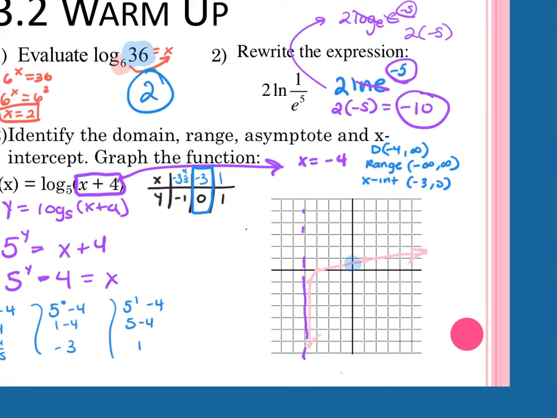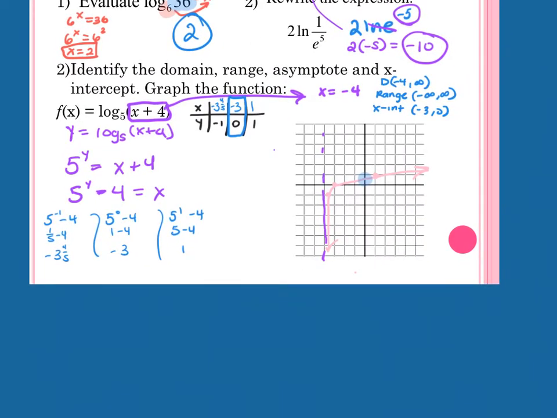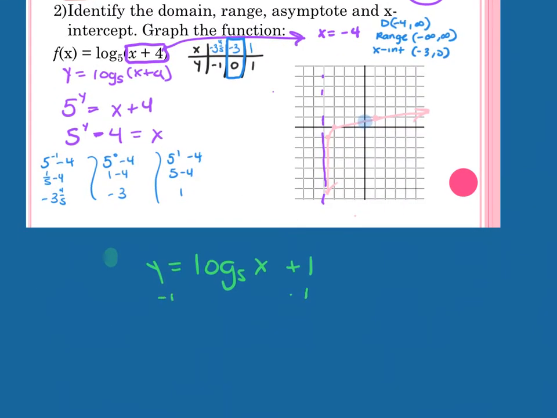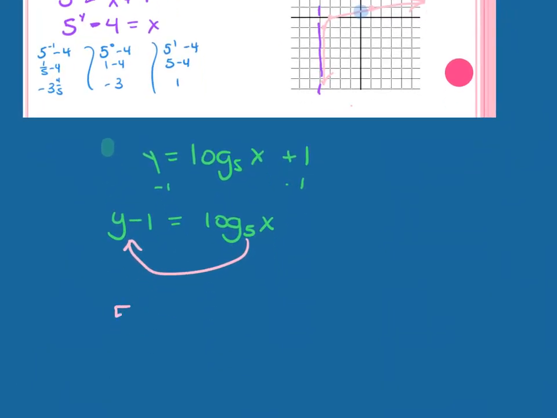Yeah. So when you're trying to find the variables, how would that process change if you didn't have parentheses around the x plus 4? So if it was a vertical change or shift instead of a horizontal? So if it was y equals log 5x plus 1, let's say. Is that what you mean? Yeah. Okay, so you got to move the 1 over first. So it'd be y minus 1 equals log base 5 of x. Then the 5 picks up the y minus 1. And then you plug in.